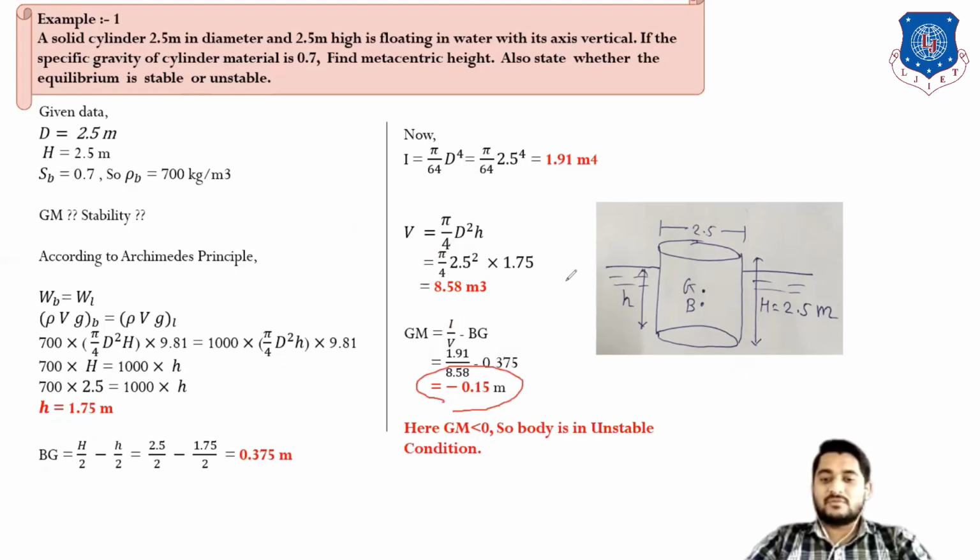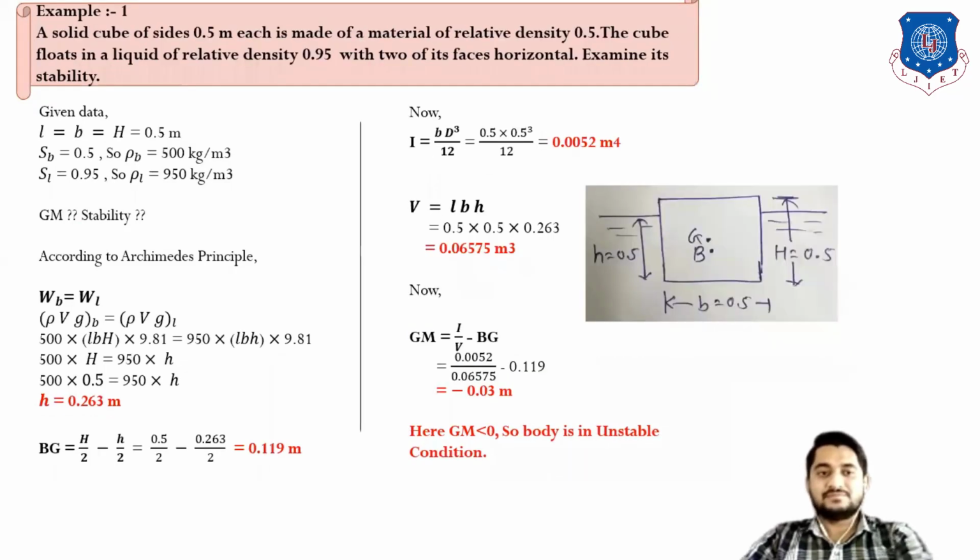Here you have to remember that if the value of GM is positive, then the body will be in stable equilibrium. If the value of GM is negative, then the body is in unstable equilibrium. Clear? So our statement will be here GM less than 0, so the body is in the unstable condition. Let us solve one another example.